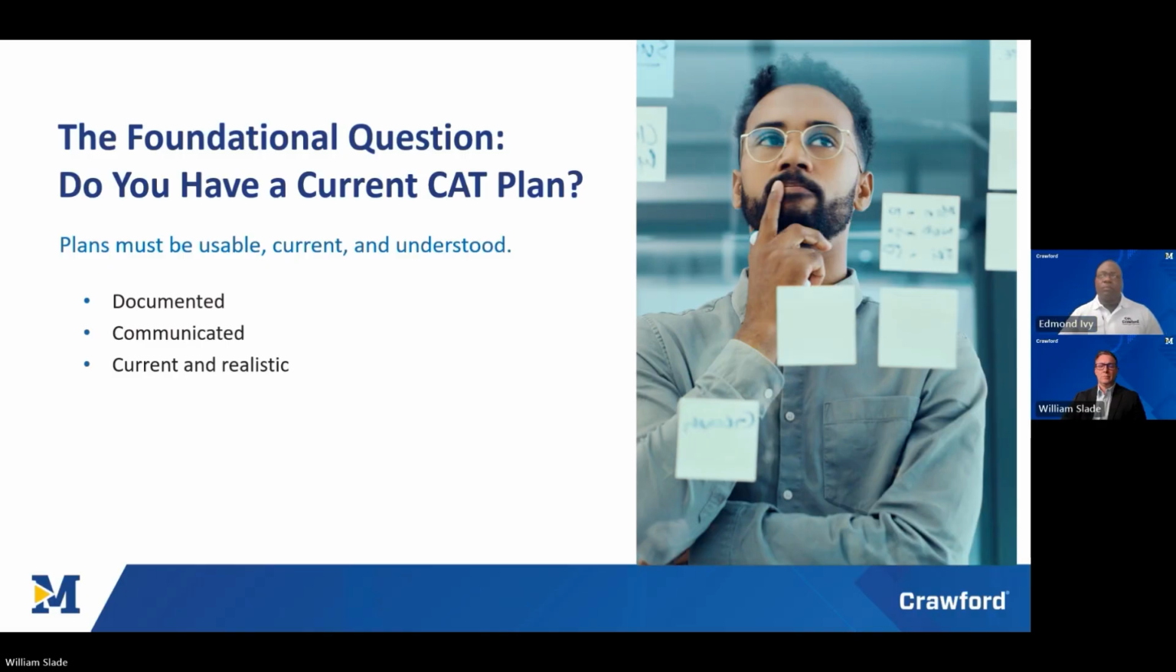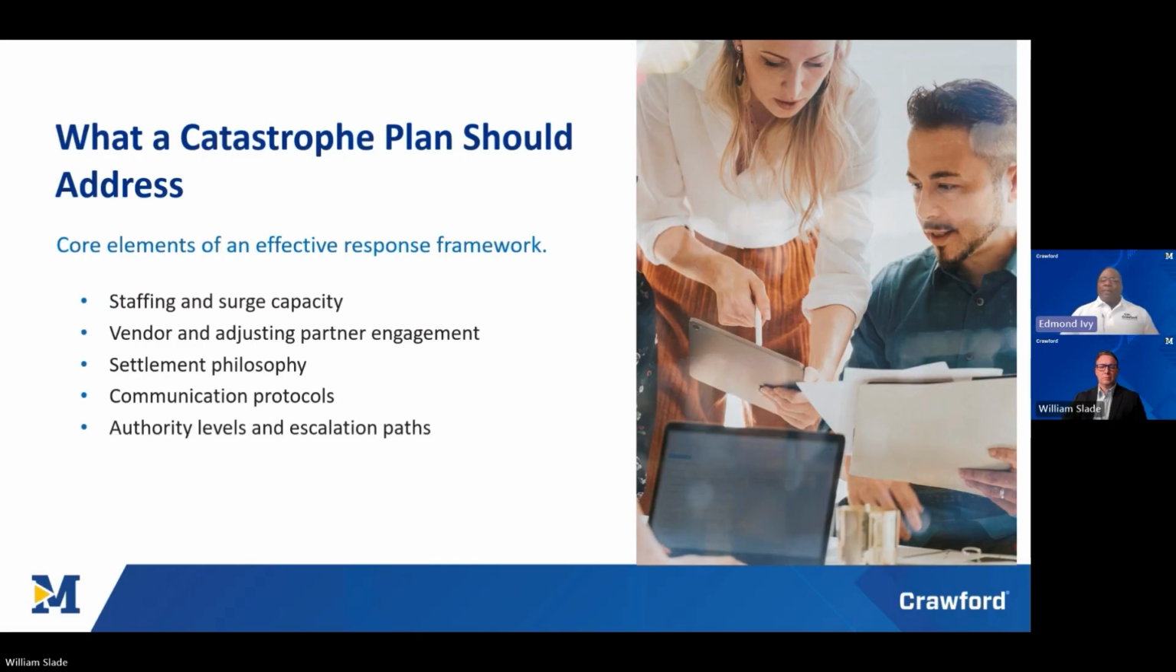So, you might be listening, you're like, Ed, that's a mouthful. Honestly, you have said a whole lot. Okay? My organization, we don't have a CAT plan. We're thinking about one because you told me I should start thinking about it. So again, help me out because you said a lot. What are you saying we should consider? Well, I want you to know a CAT plan should clearly address staffing and surge capacity, vendor and adjusting partner engagement, settlement philosophy, communication protocols, authority levels, and escalation paths.